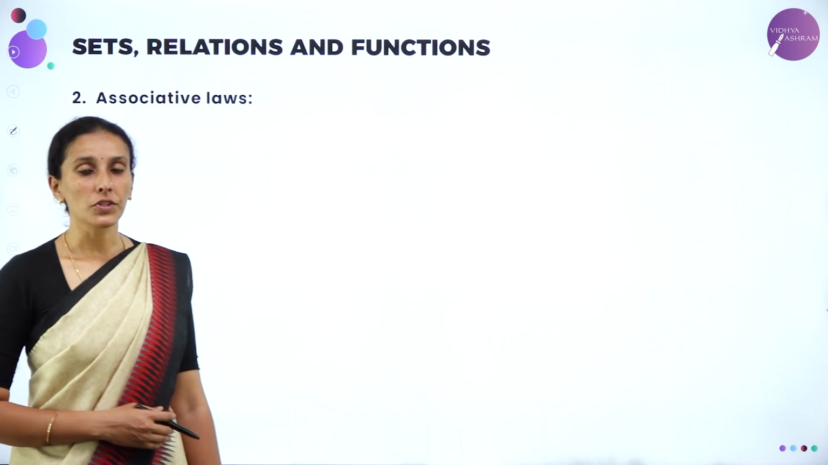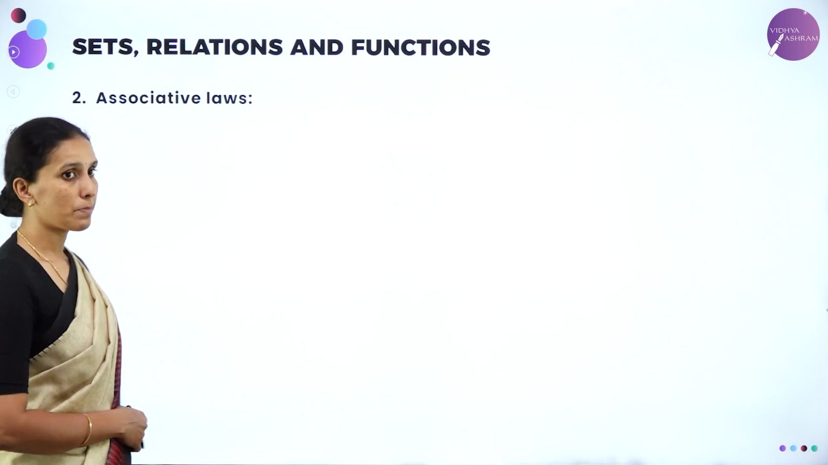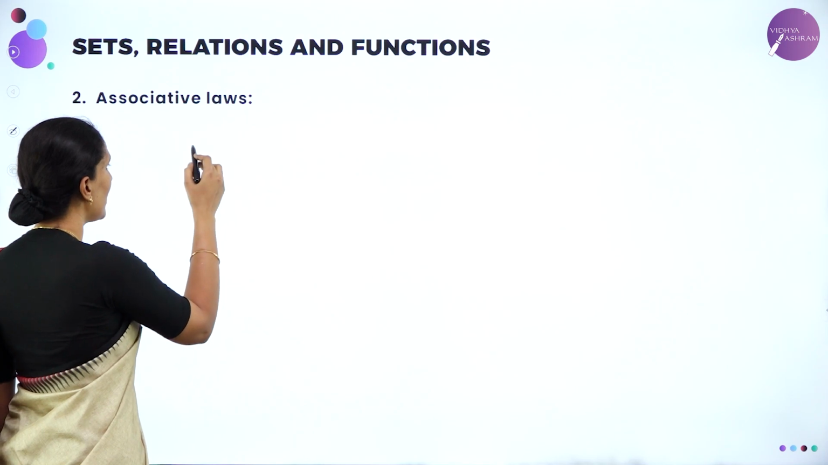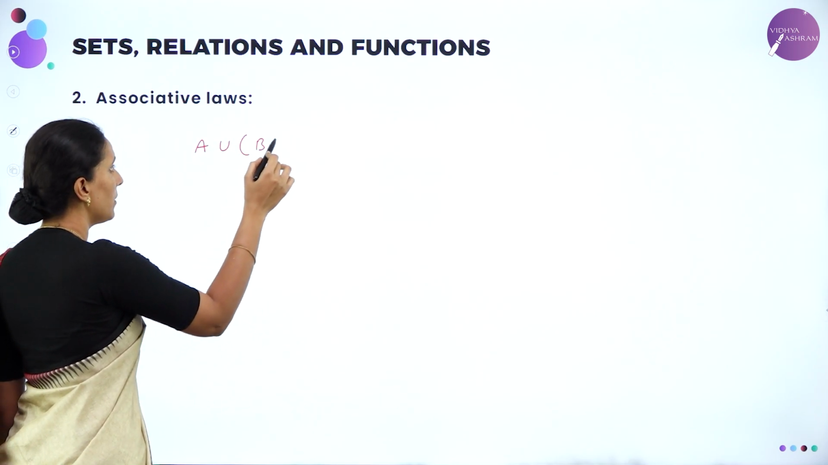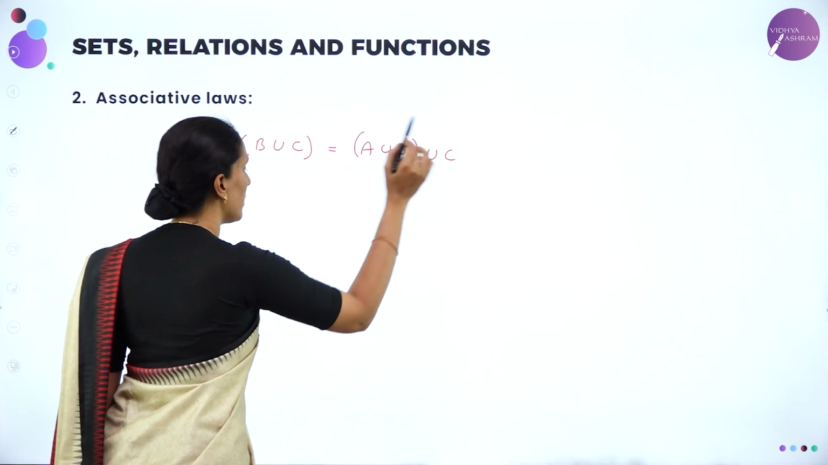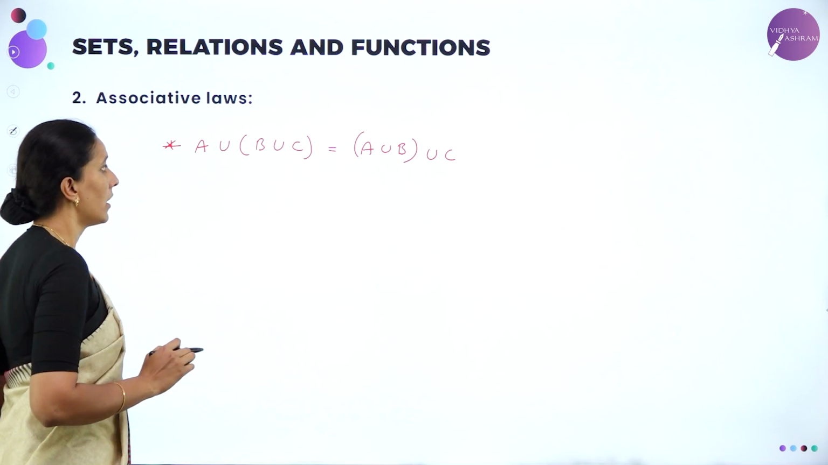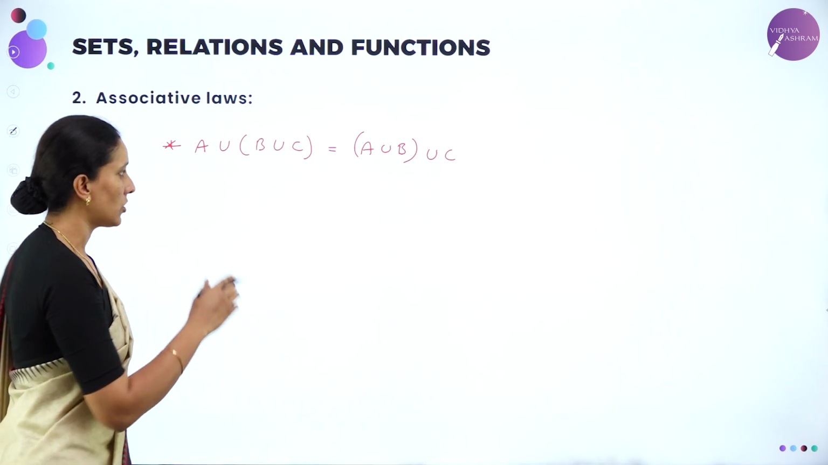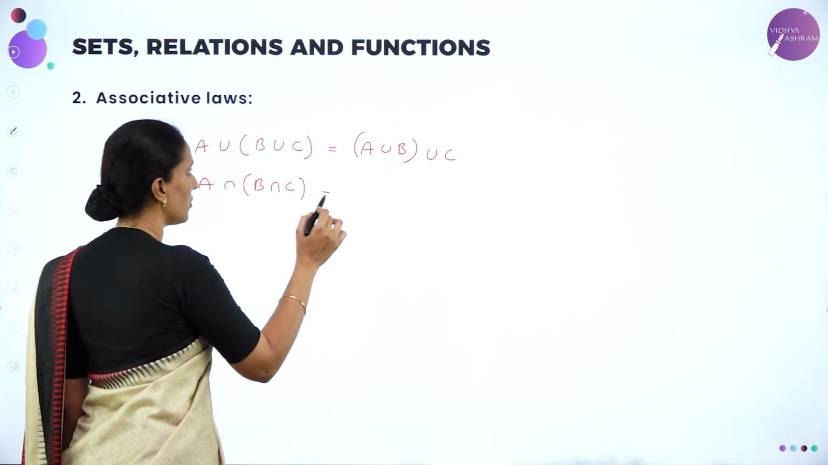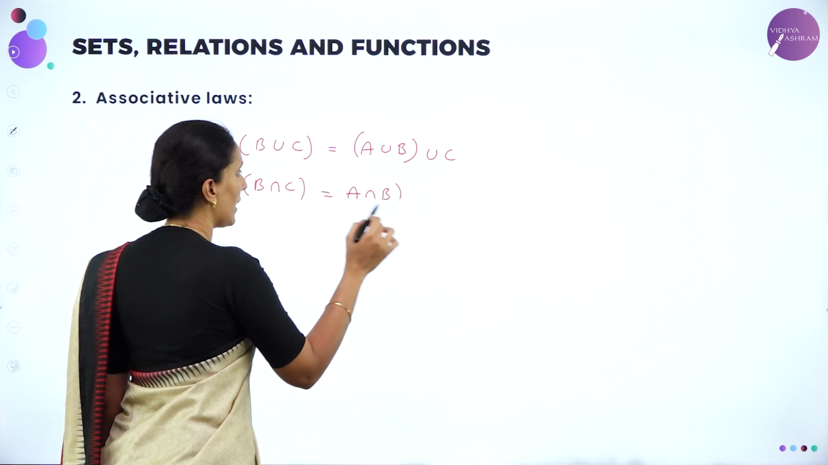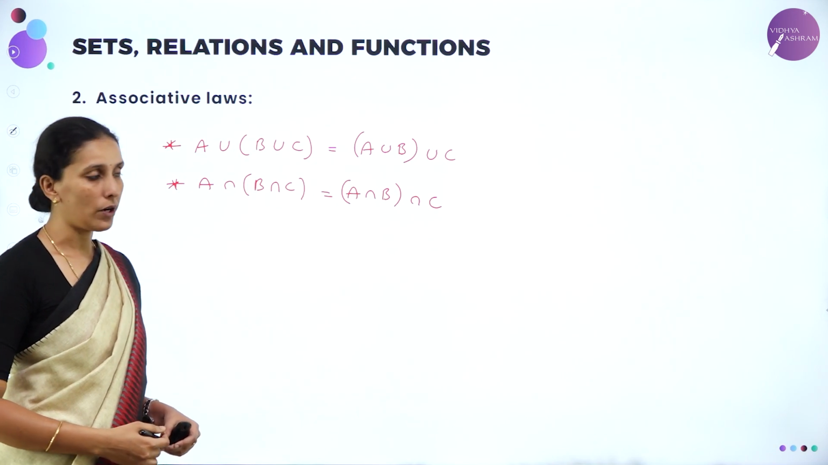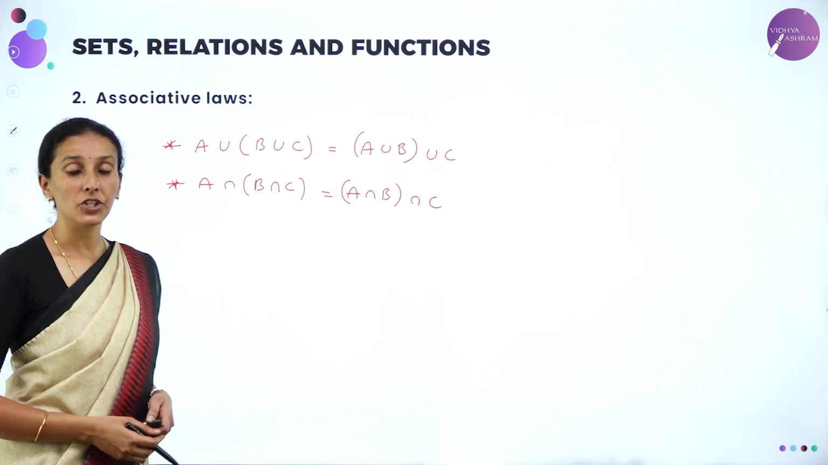In the same way, we can also define the associative property with respect to the union and intersection of three sets. Let us consider A, B, C are three non-empty sets. Then (A union B) union C is the same as A union (B union C). So this is the first property, that is, union of sets is associative. Similarly, we can define that the intersection of sets is also associative by taking examples here. So (A intersection B) intersection C is equal to A intersection (B intersection C).